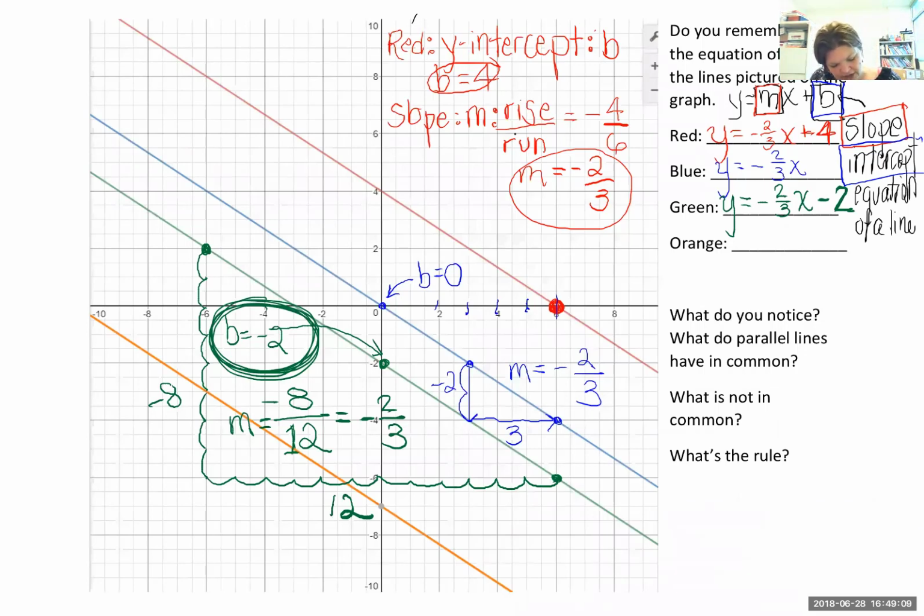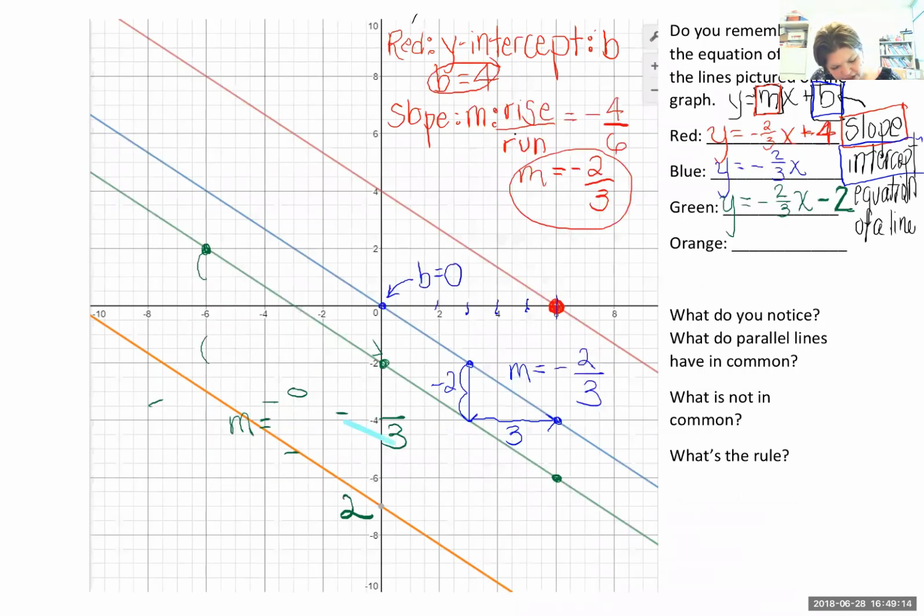Okay, one last line we're going to look at. That's that orange line right over there. So let me get all my green stuff out of the way. Oh, I don't have an orange in my color choices. You guys are going to have to deal with pink. Okay, so looking here at my crossing point, my y-intercept, also called the B here, I'm crossing halfway between -6 and -8. I must be at -7.